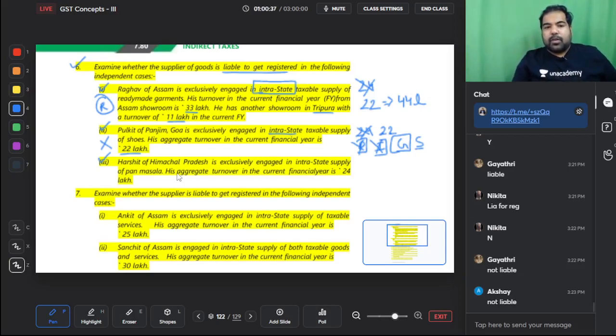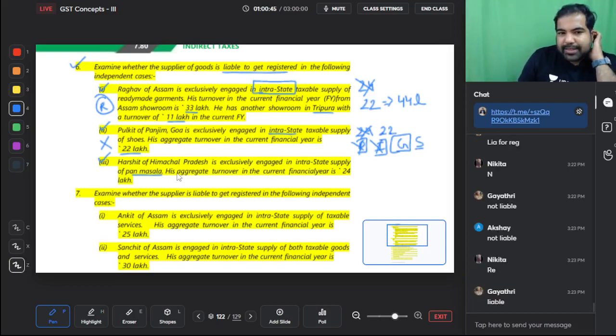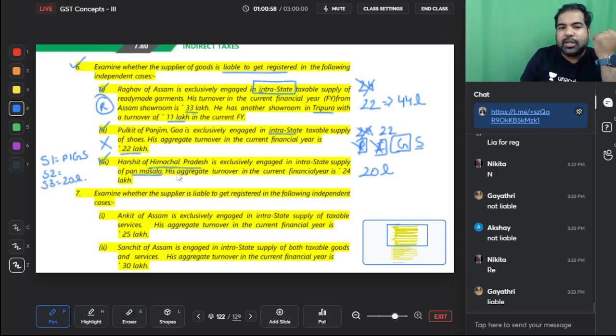Guys, here Harshit of Himachal Pradesh, he is trading in pan masala, so PIGS does not apply to him, guys. So either can be 20 lakhs or 10 lakhs. He is in Himachal Pradesh, so the limit is 20 lakhs. So guys, because step 1 does not apply, PIGS does not apply. Step 2 does not apply because he is not in NT Mami. So step 3, what is the limit? The limit is 20 lakhs. So hence he has already crossed that, so registration required.